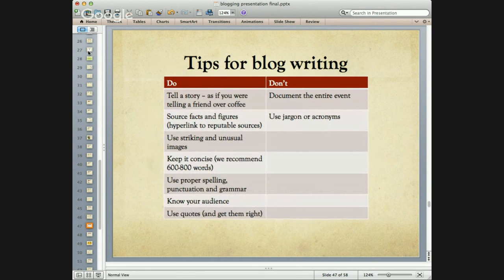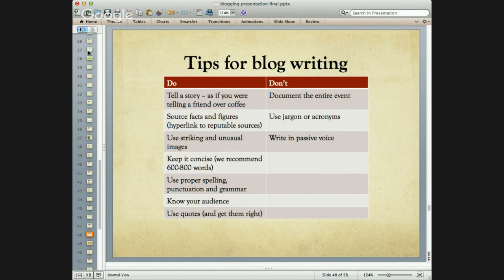Don't use jargon or acronyms. I think that goes without saying. Especially if you're trying to target a broad, educated but not technical audience, they don't understand jargon from your technical field. They don't know your acronyms. Be mindful of that, because sometimes you can forget and use acronyms without realizing it. So after you've written something, get someone else to read it, or go over it with a fine-tooth comb yourself. Make sure you're not doing that.